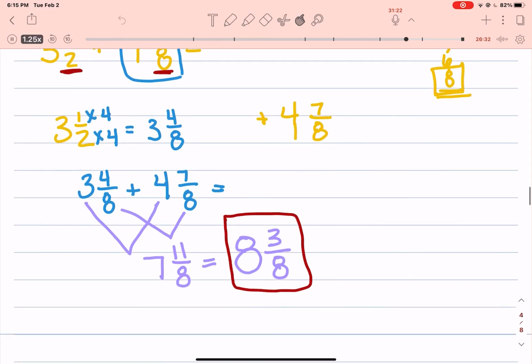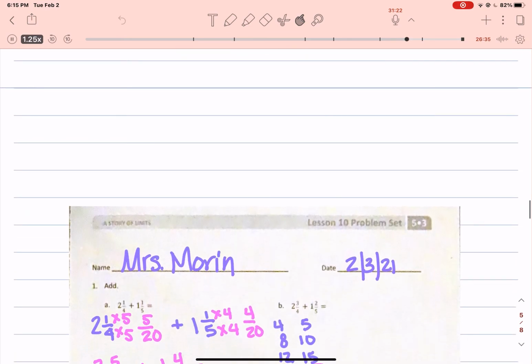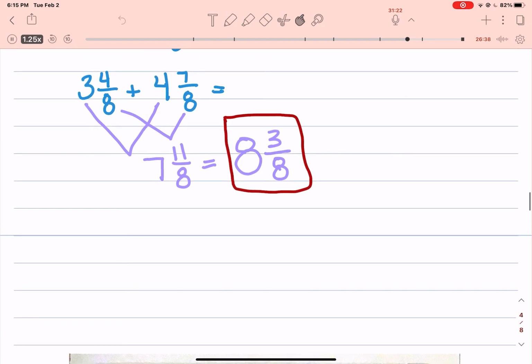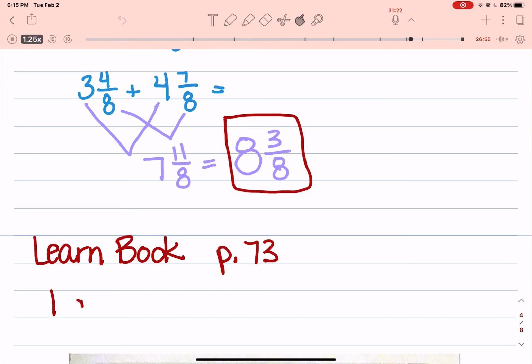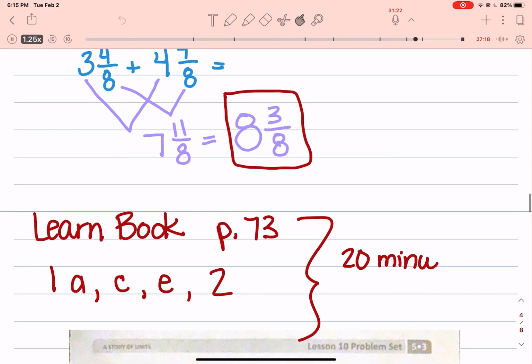All right. So let's open up to the problem set. Okay, guys, you're going to use your Learn book, and it's on page 73. And let's start with 1A, C, E. And then problem 2. I'm going to say give yourself 20 minutes to work on that.